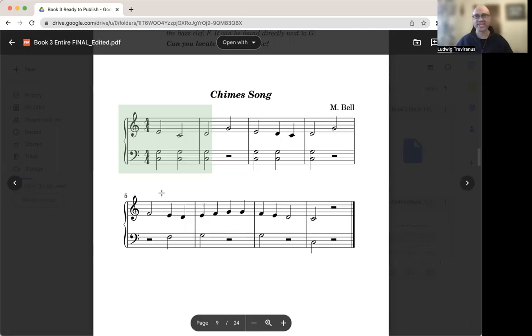So that's a nice way to start. You don't need to change any notes, but you're playing around with rhythm and you're just working with either 2 beats or 1 beat. So then the next thing could be just to play around with these notes here.